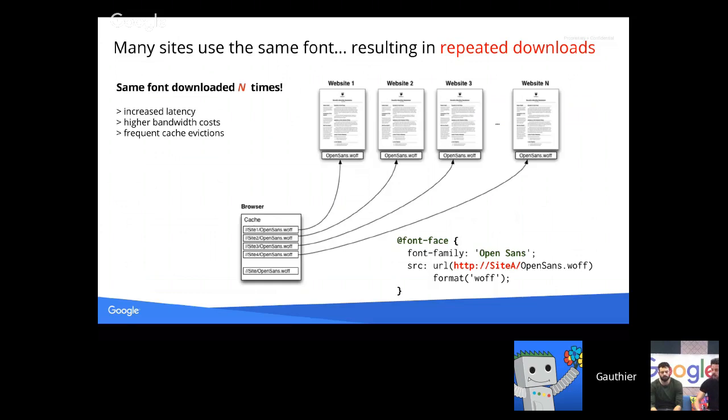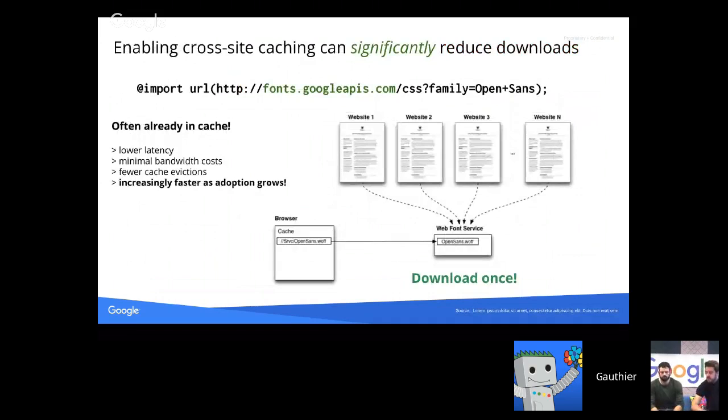I want to talk about that a little bit more. So basically, that's the way you would enable the cross caching. Instead of using your URL, you use fonts.googleapis.com/ and then whatever font you would like to use.